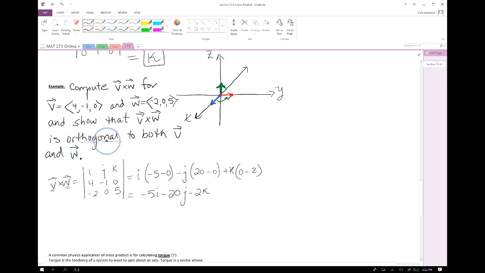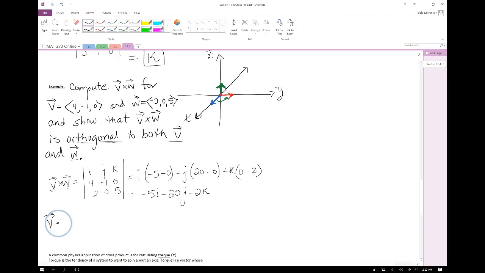Now to show that this vector is orthogonal to both v and w, what we need to show is that the dot product is 0. When dot product equals 0, that proves that two vectors are orthogonal. And we said earlier in this section, when cross product equals 0, that proves that two vectors are parallel. So now we have a fairly efficient way to check both of them without having to graph them. Check to see whether two vectors are parallel or perpendicular.